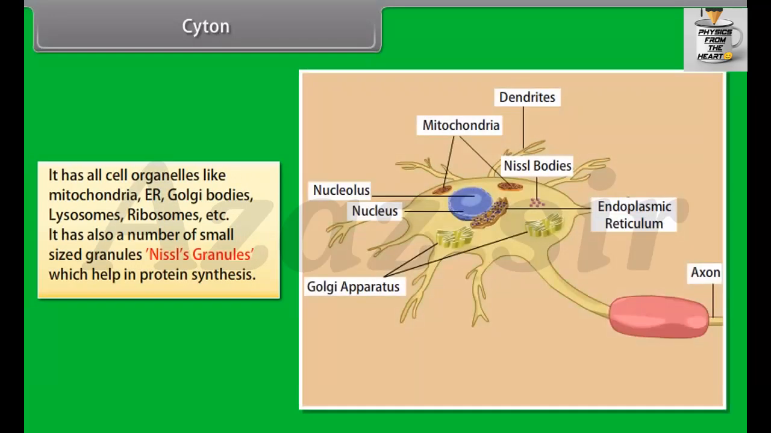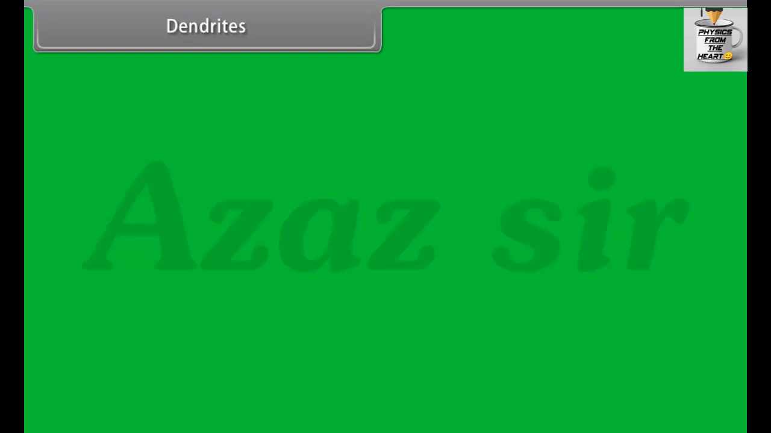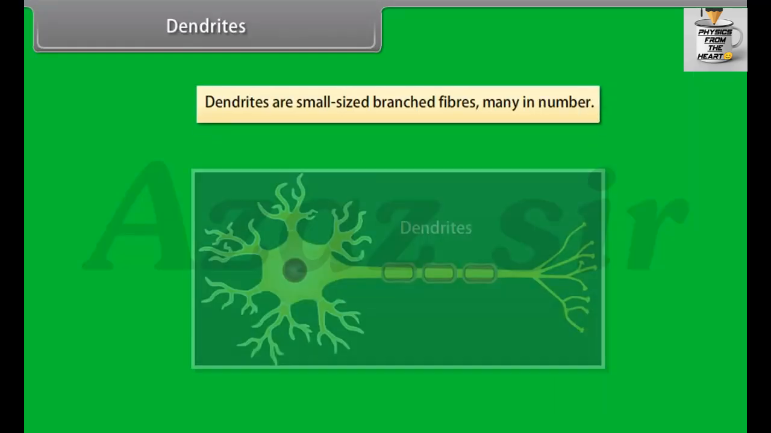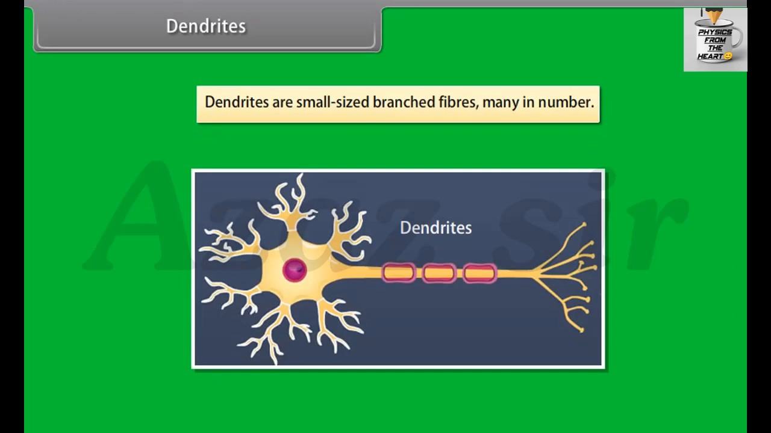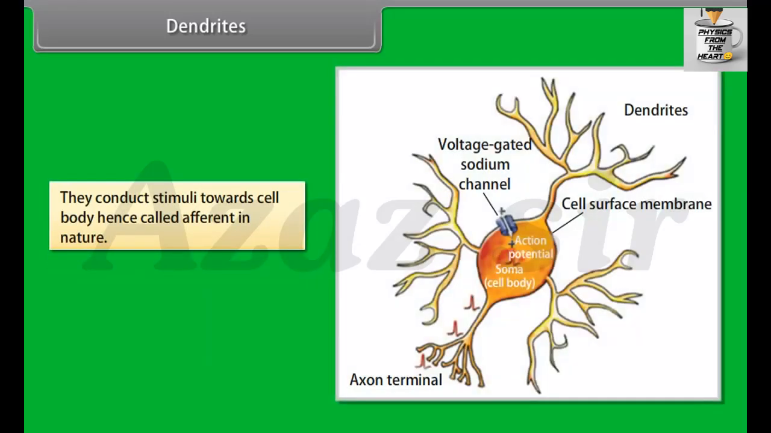It has all cell organelles like mitochondria, ER, Golgi bodies, lysosomes, ribosomes, etc. It has also a number of small-sized granules, Nissl's granules, which help in protein synthesis. Dendrites. Dendrites are small-sized branched fibers, many in number. They conduct stimuli to its cell body, hence called afferent in nature.